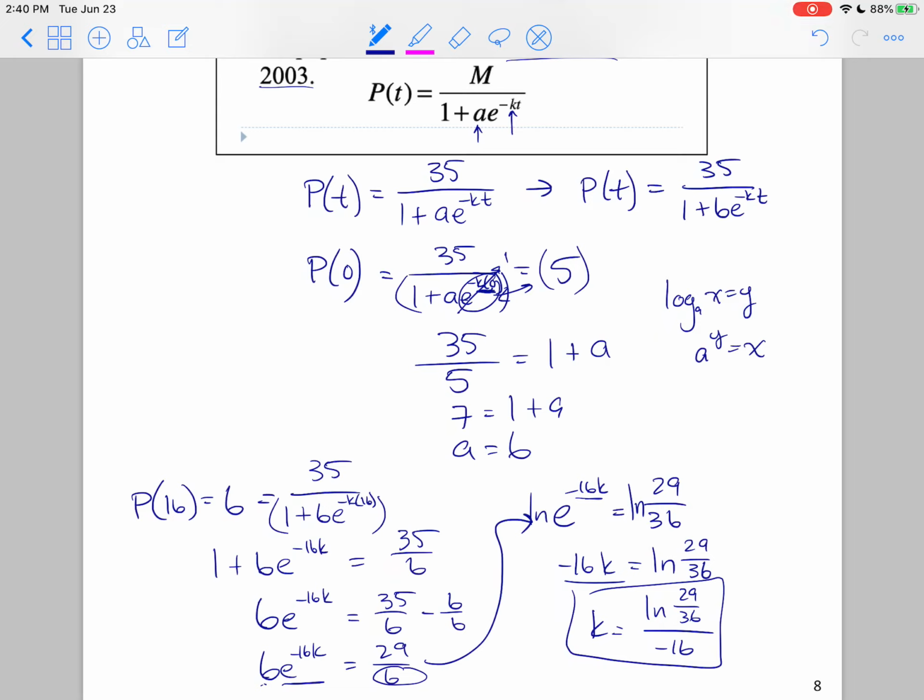if we really want to, we can convert this to a decimal to put it back into the equation. I'm just typing it into my calculating machine here. And so that gives me 0.0135139, okay? So going back to the original equation, P of t is 35 over 1 plus 6e to the negative 0.0135t. And now that I know all those different parameters of my equation, I can answer any question now.